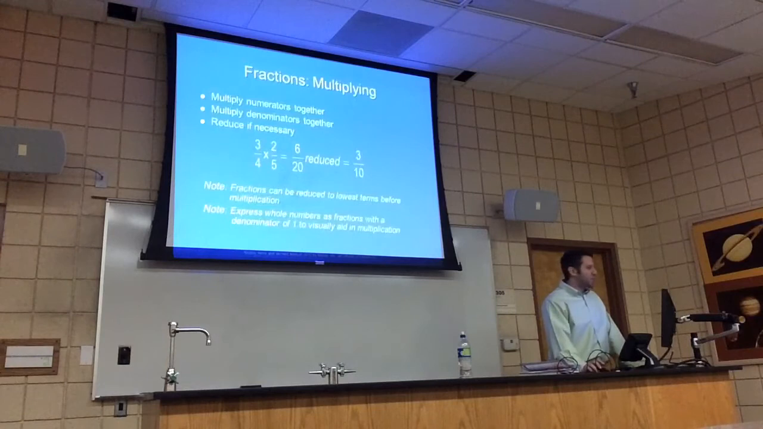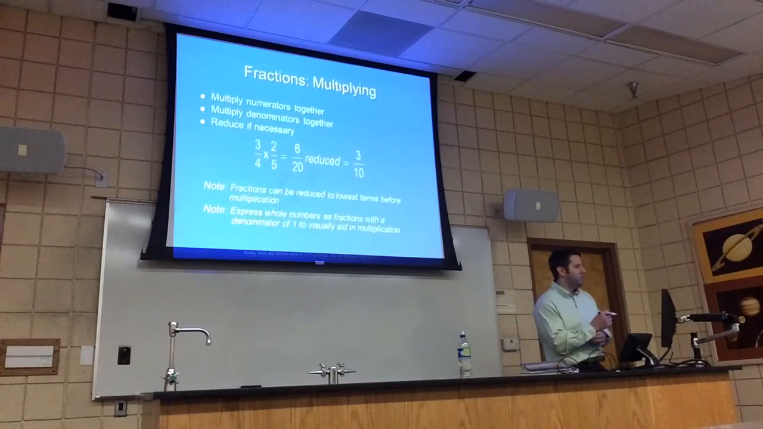Okay, when we're multiplying, we just multiply straight across, right? So we have 3/4 times 2/5 here on the projector. So 3 times 2 is 6. Then you multiply the bottom straight across. 4 times 5 is 20. Obviously that's the right answer, but not all the way right, because we want to reduce it for your web study answers. So 3/10 would be our reduced amount, okay?